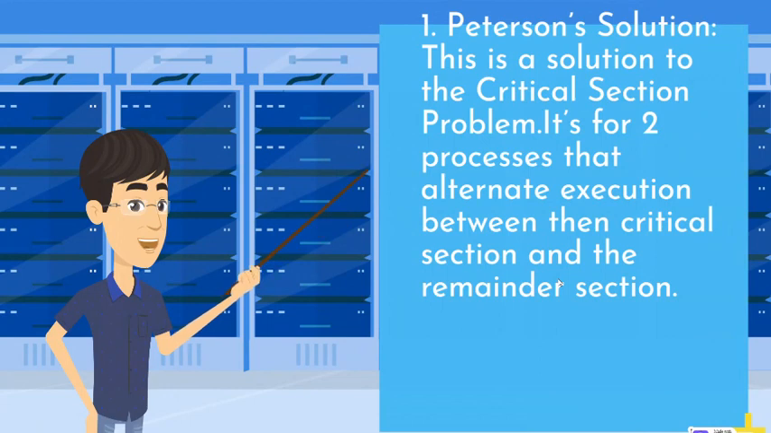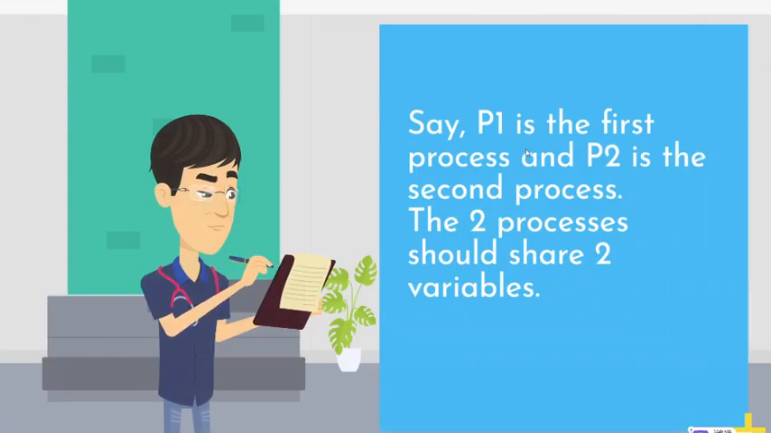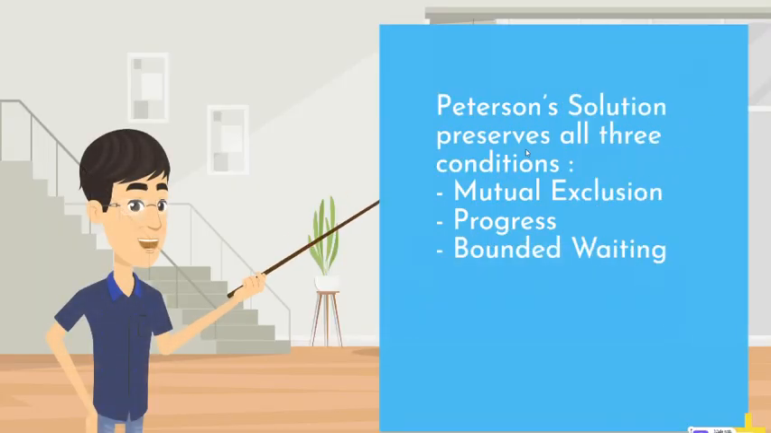1. Peterson solution. This is a solution to the critical section problem. It's for two processes that alternate execution between their critical section and the remainder section. Say, P1 is the first process and P2 is the second process. The two processes should share two variables. Peterson solution preserves all three conditions: mutual exclusion, progress, bounded waiting.